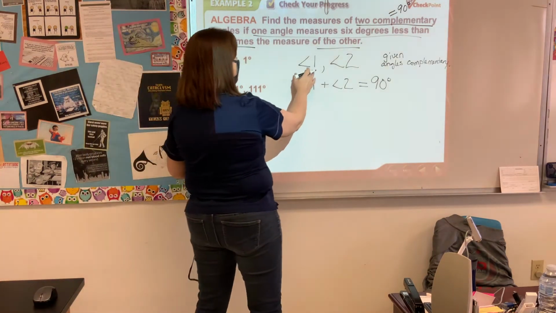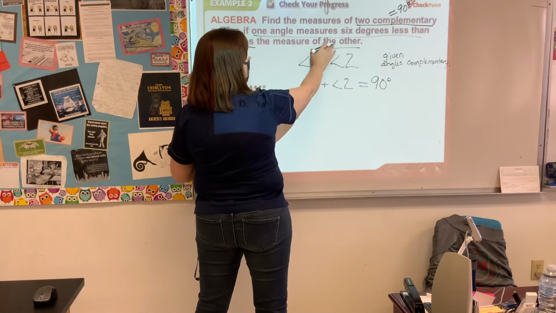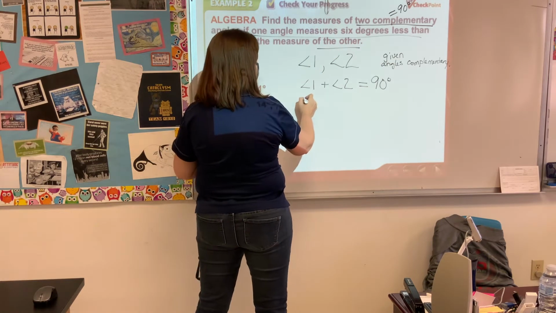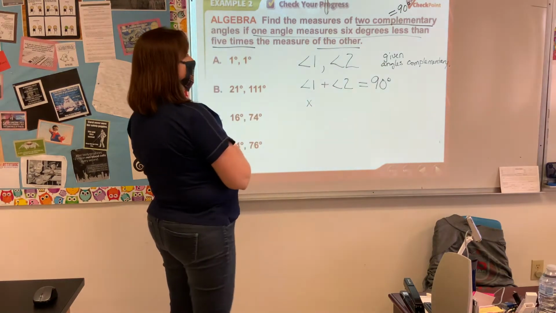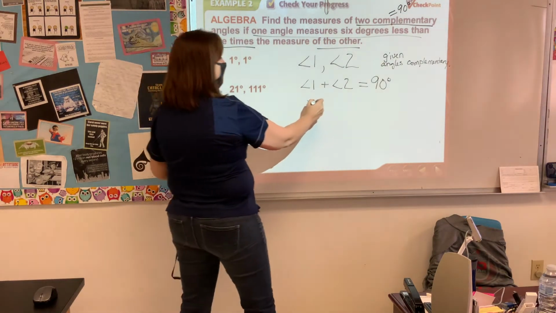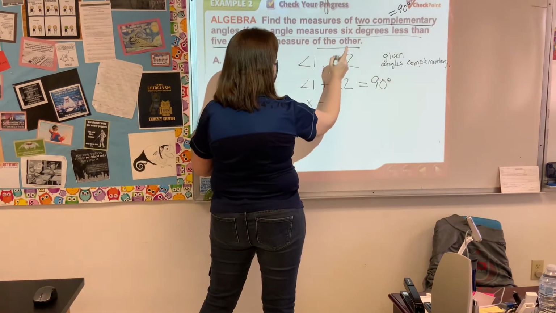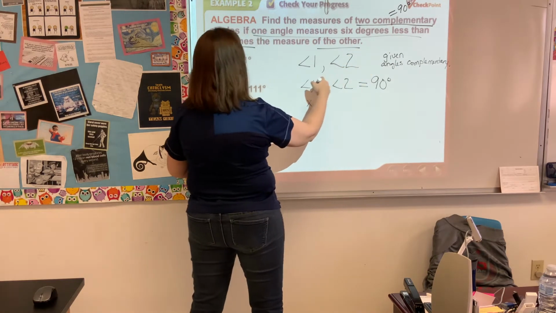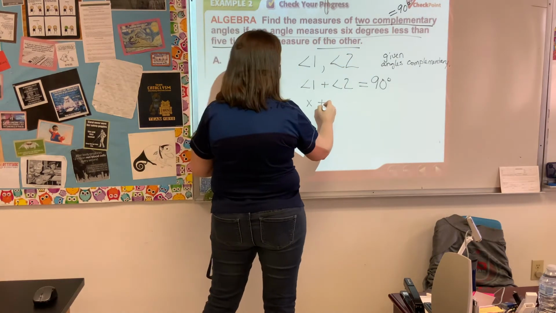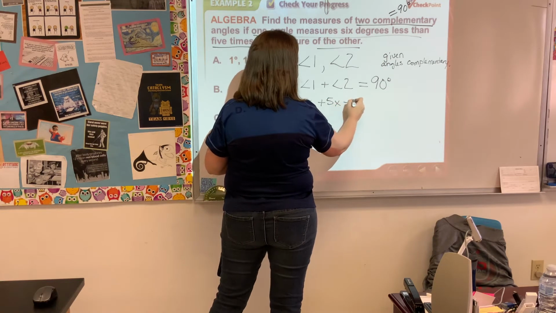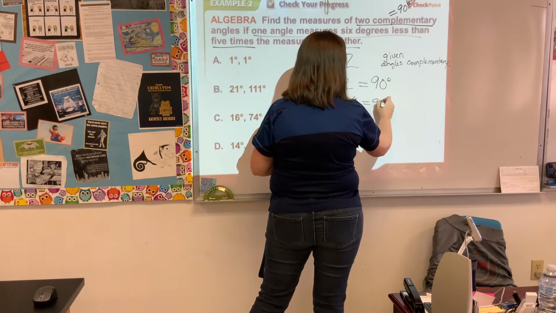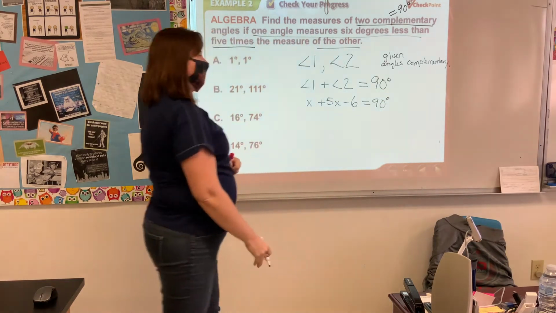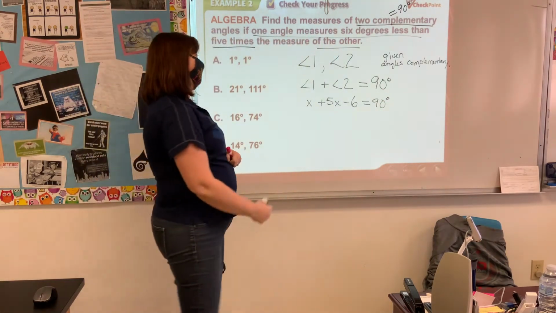Okay? We're going to say that angle 1 is simply x. It's a particular measure, and we know that angle 2 is 6 degrees less than 5 times the measure. So 5 times the measure, subtract 6, and that whole thing needs to equal 90. So now we can solve for x.